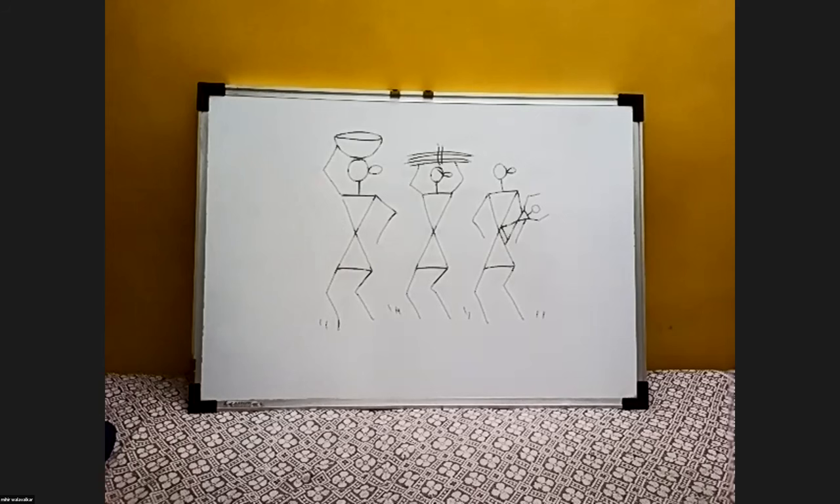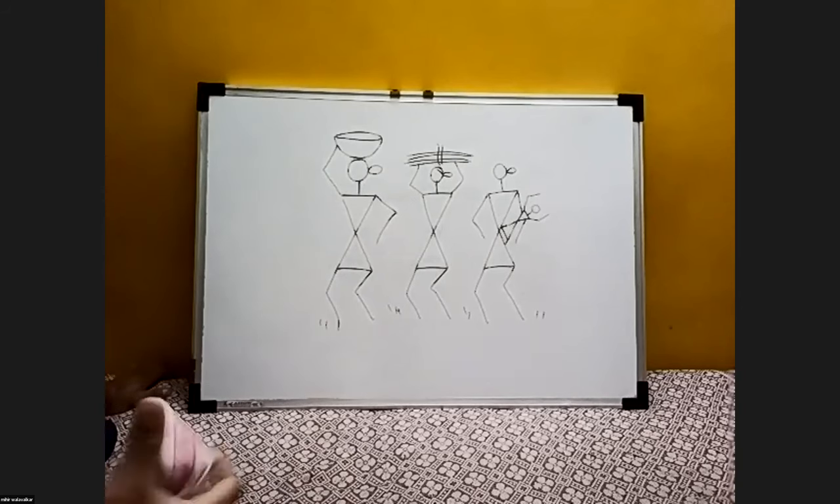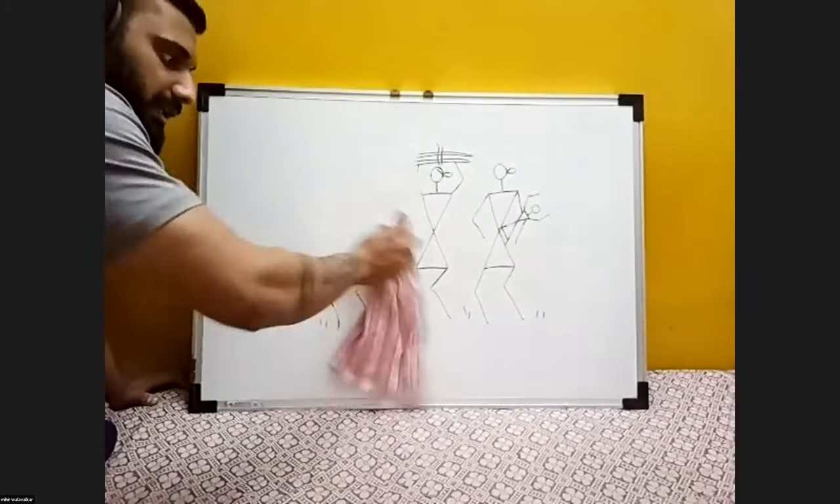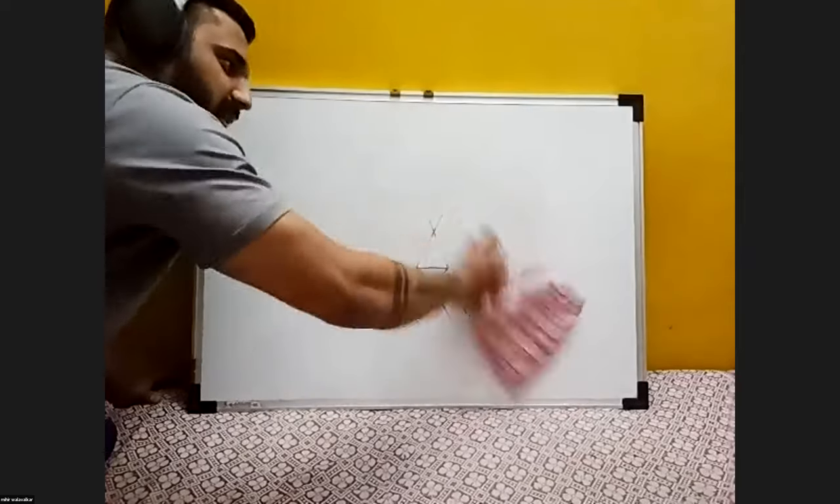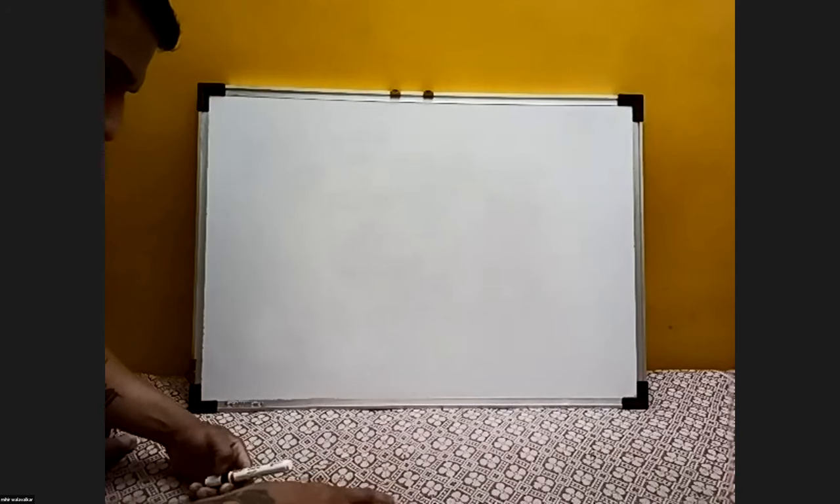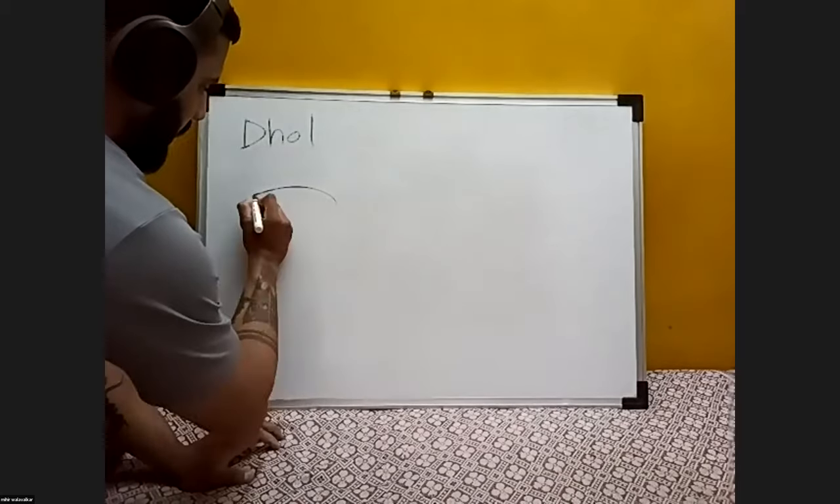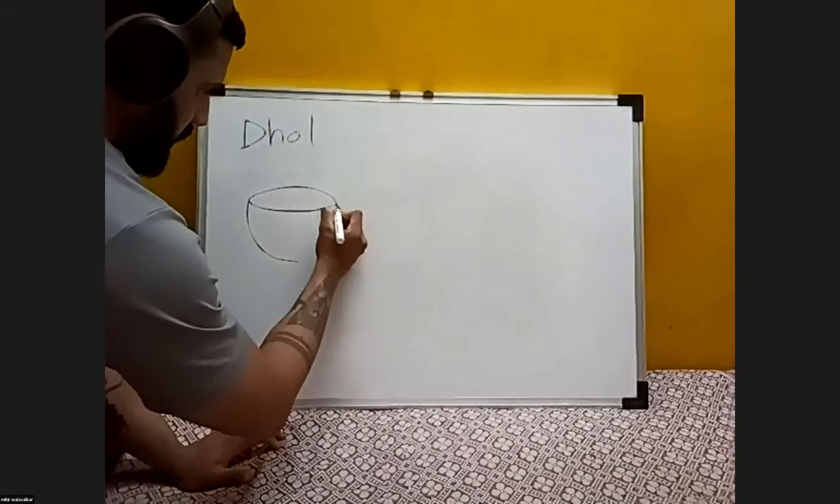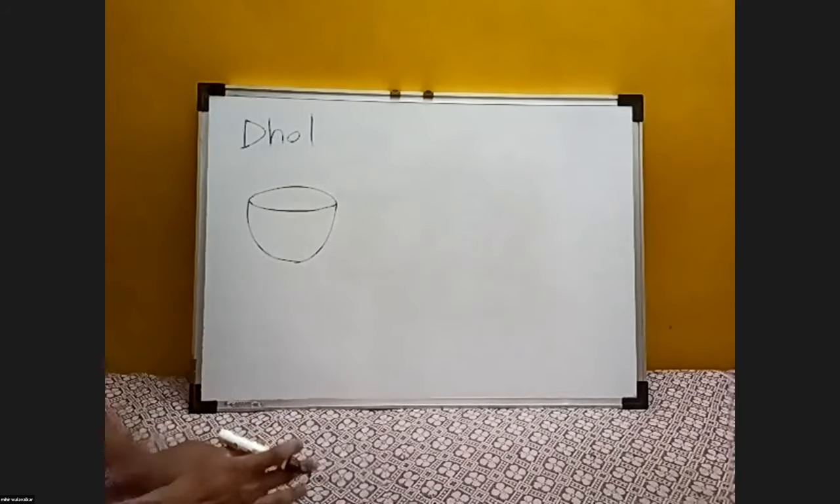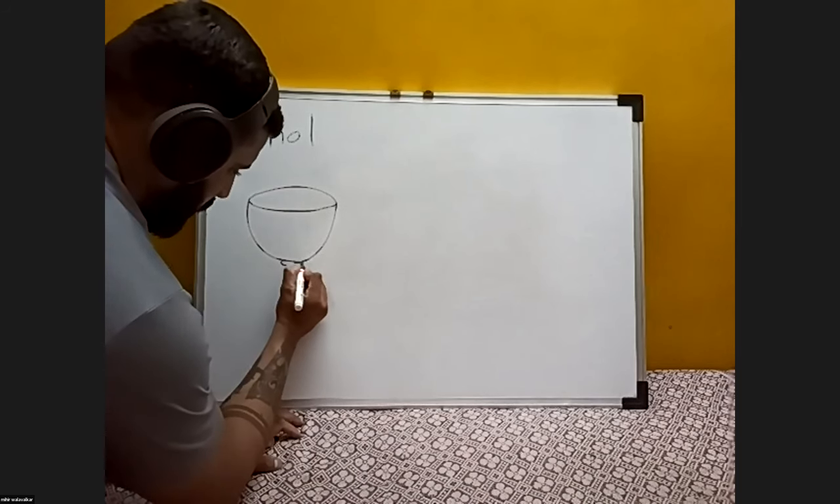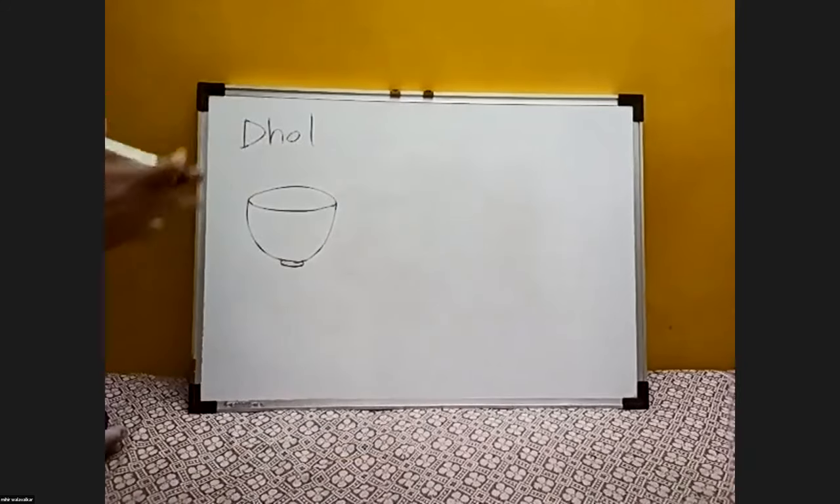So secondly, now we'll see the instruments which are present in the Warli painting, which are made out of naturally available materials. There are quite similar instruments, like the dhol. So you just have to show a bigger semicircle with a cup type. You can just show a cup. Then you have to show a base on which the dhol is kept.